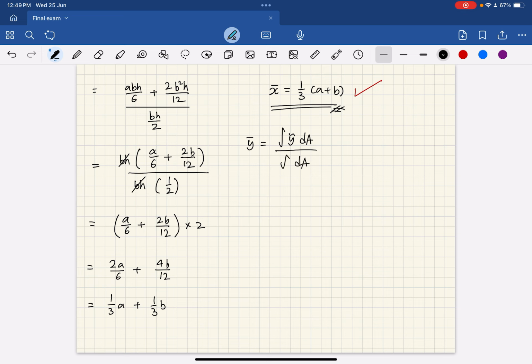Okay, let me try to make sure that we got space here right away. We'll try to give a nice line here. Okay, and there. Okay, cool. So y bar would be equivalent to the integral.